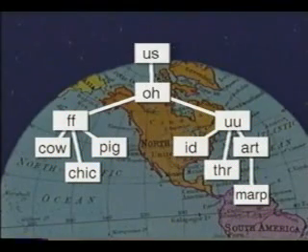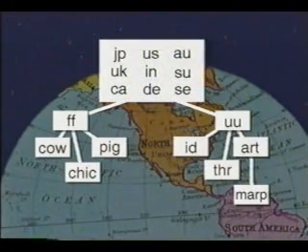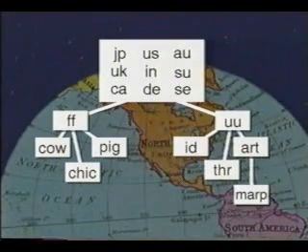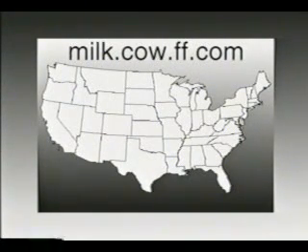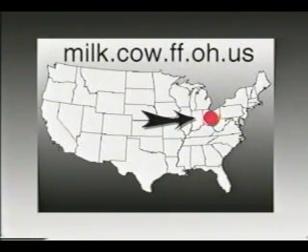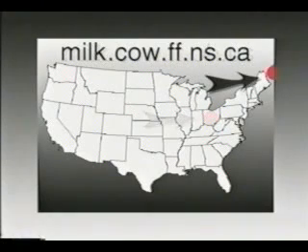Because the Internet is global, countries had to fit somewhere into the structure of the address. Basing the system predominantly on country codes used for making international phone calls, the domain name in most cases is the geographical domain for the organizational domain name. milk.cow.ff.com could have a geographical base name of milk.cow.ff.oh.us. OH is Ohio, and US is the United States, or milk.cow.ff.ns.ca. NS is Nova Scotia, and CA is Canada.